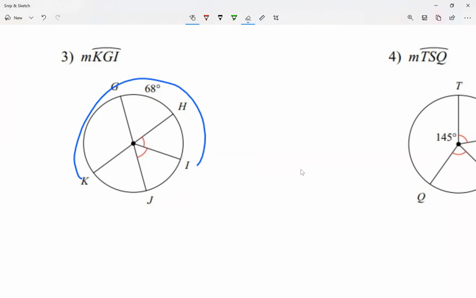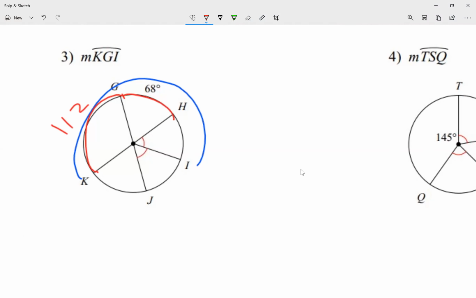Okay, so let's see. What do I know? I see a 68 degrees there. I also know the arc KG. I can figure that out because from K, G, H, that's the whole half circle. So I'm just going to go 180 minus 68. So this happens to be 112. So the arc KG is 112. I know the arc GH is 68.